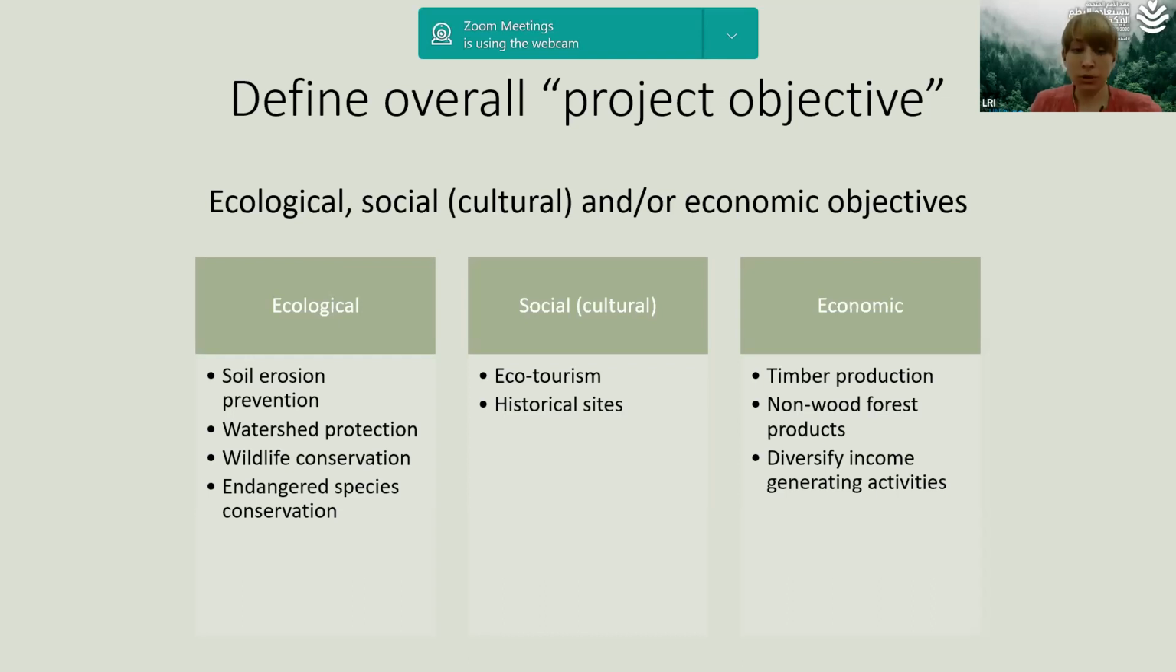Social or cultural could be ecotourism or conservation of some historical sites. Economic can be for timber production, non-wood forest products, and diversified income generating activities such as agroforestry.